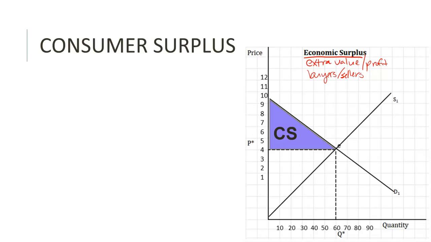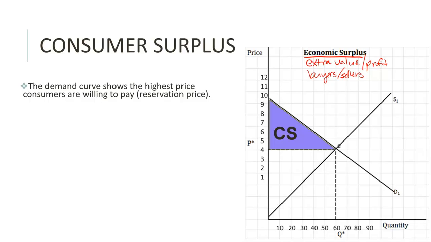So we're going to start by just looking at consumer surplus here, and we'll do producer surplus in a later chapter. The demand curve shows our highest reservation price, that maximum price consumers are willing to pay. But we also have a market equilibrium price. So in this market, everybody is going to pay $4, regardless of their reservation price.